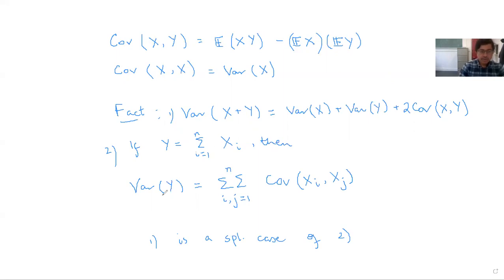Okay, so we are going to use this formula that the variance of a sum of random variables is the sum of all their pairwise covariances in order to calculate the variance of the number of triangles. So the number of triangles is the sum over all potential triangles of the indicator that that triangle is actually present in G and P.